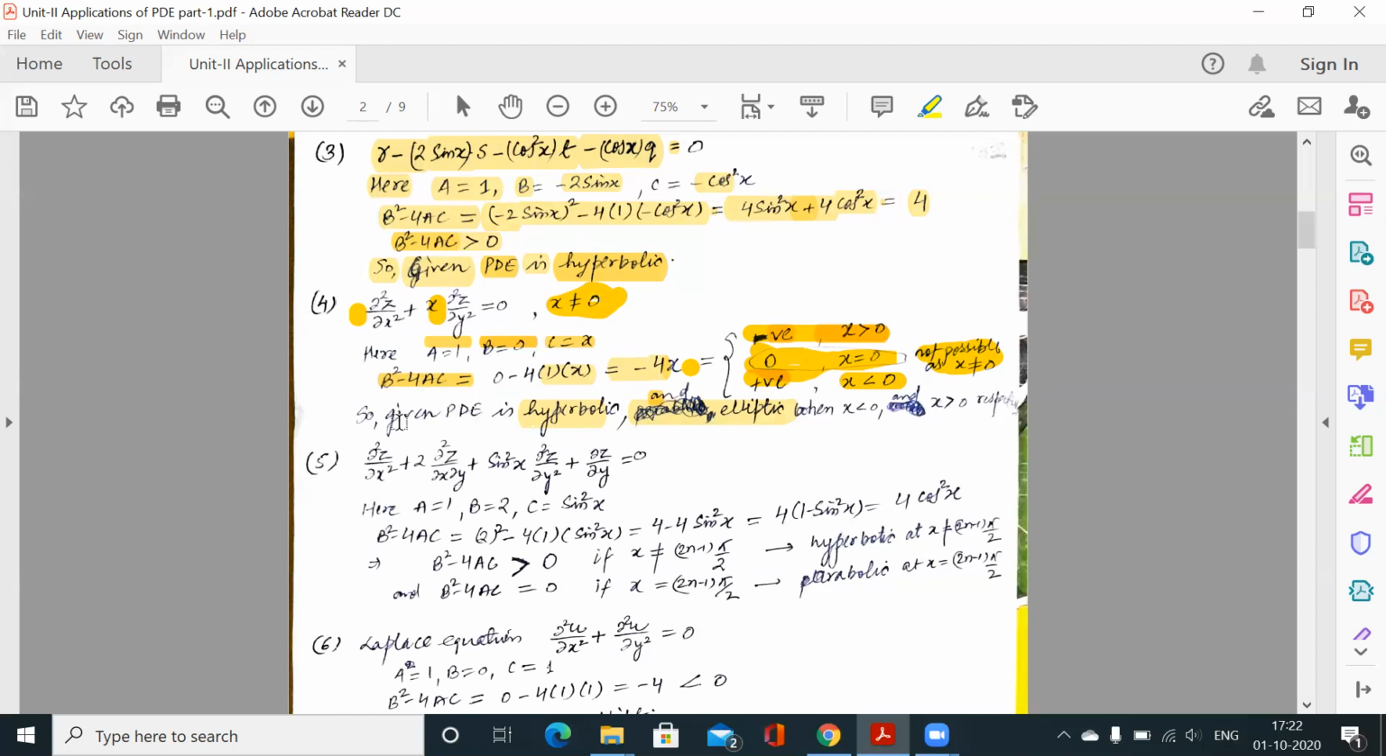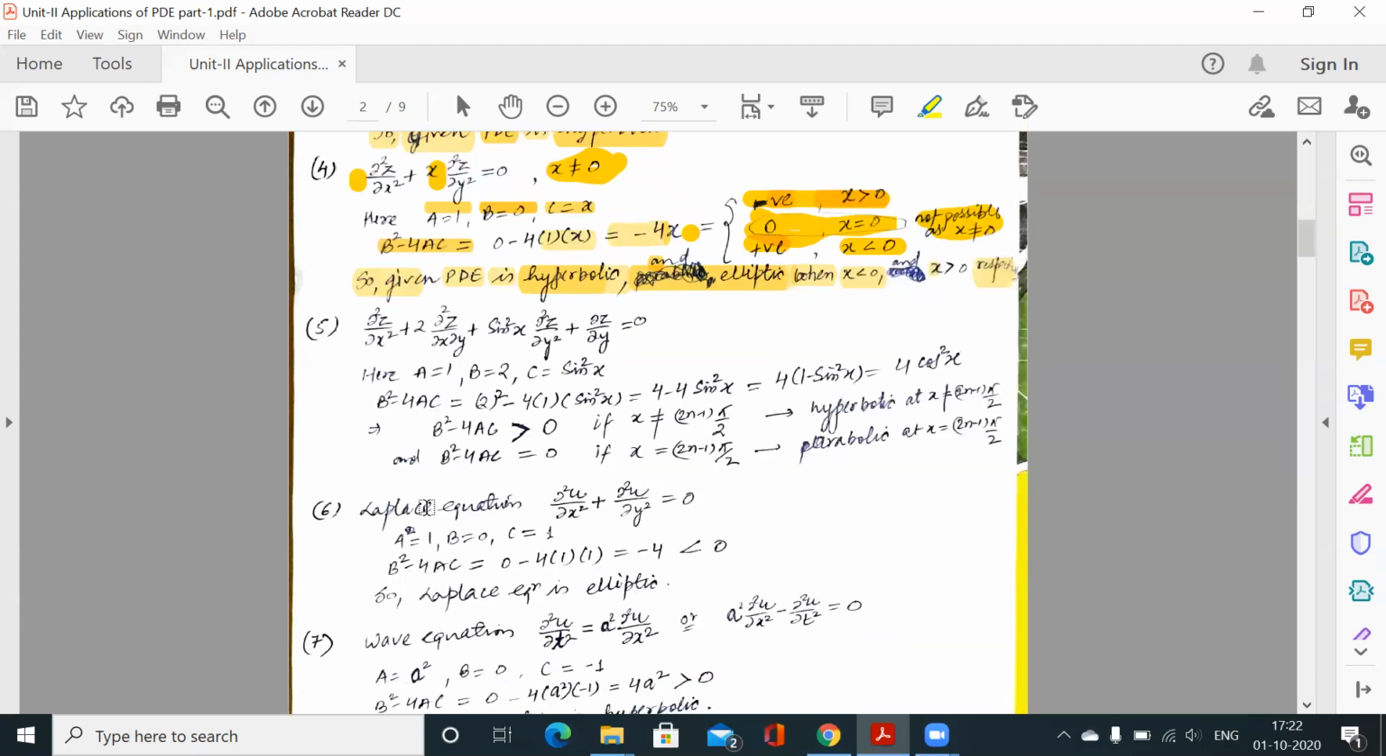So only two possibilities are left. The given PD is hyperbolic or elliptic. When x is less than 0, it is hyperbolic. When x is greater than 0, it is elliptic. So these are the cases. Similarly, you can try another question.